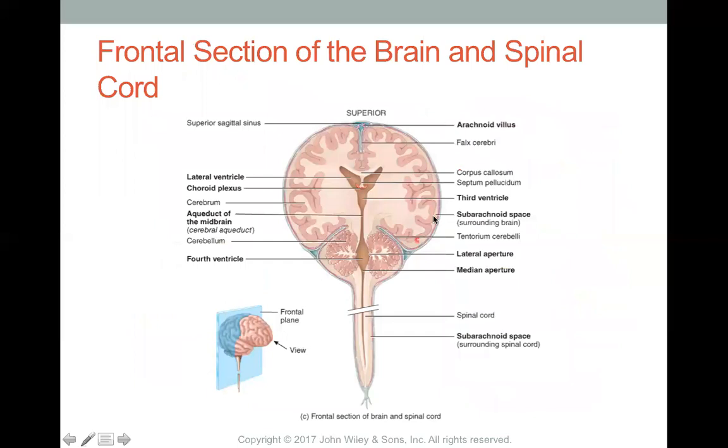Here's another image showing you your ventricles, your choroid plexus, and the aqueduct draining the third ventricle down into the fourth ventricle. So, a lateral ventricle on either side of the hemispheres of the brain, with the choroid plexus in between, creating the cerebrospinal fluid. It then moves to the third ventricle, makes its way down the aqueduct of the midbrain, and then into the fourth ventricle through the median aperture and continues on down your spinal cord.